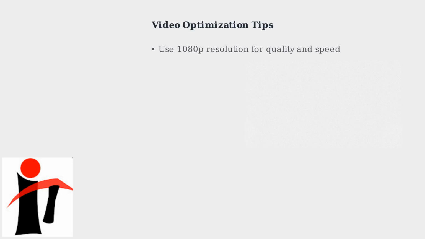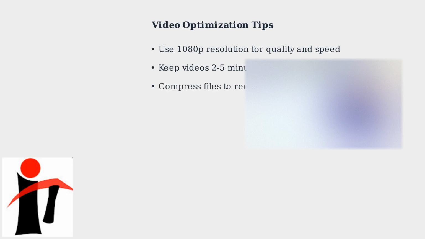To ensure your videos load quickly and engage viewers, optimize them for the web. Aim for 1080p resolution to balance quality with file size. Keep videos between 2 and 5 minutes to maintain attention. Use Beacons.ai's compression tools and add captions for better accessibility.